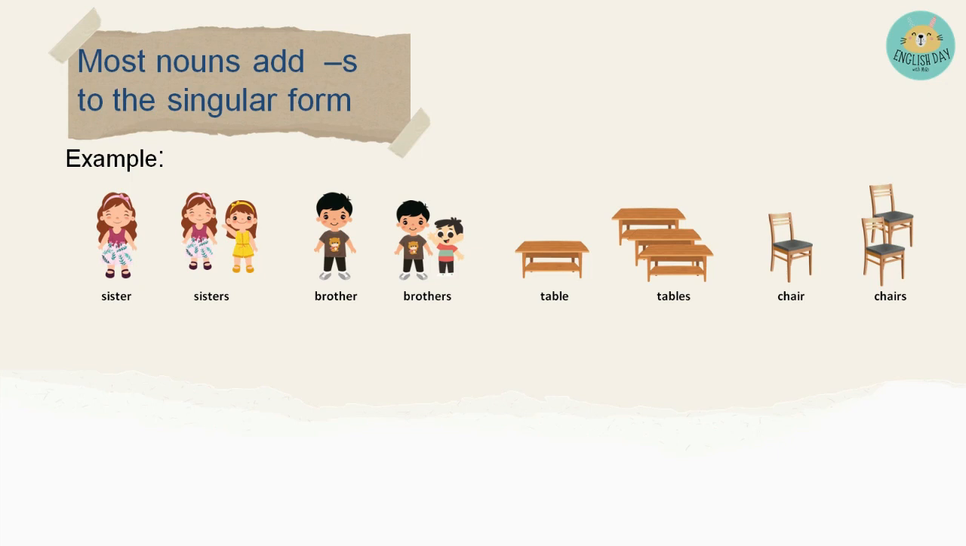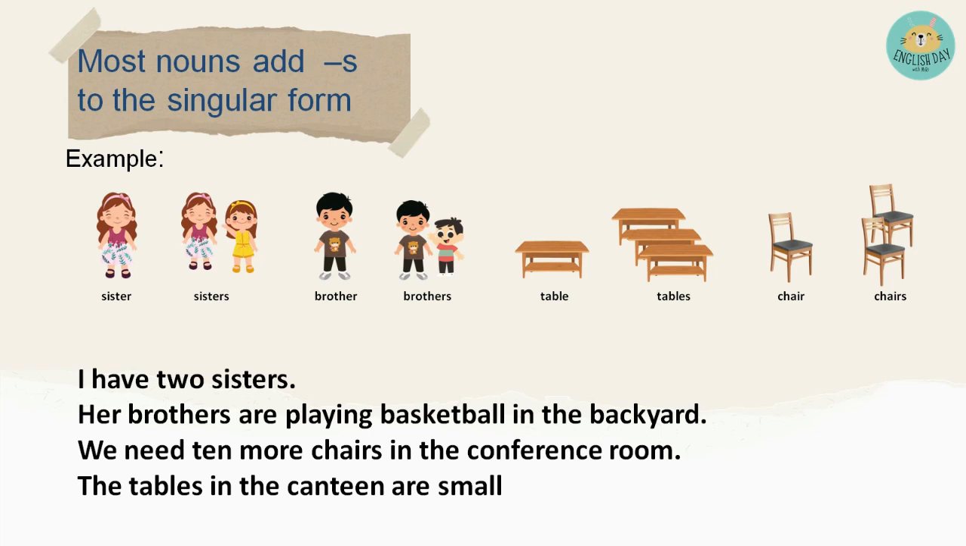Now let's use these examples in sentences. I have two sisters. Her brothers are playing basketball in the backyard. We need 10 more chairs in the conference room. The tables in the canteen are small.